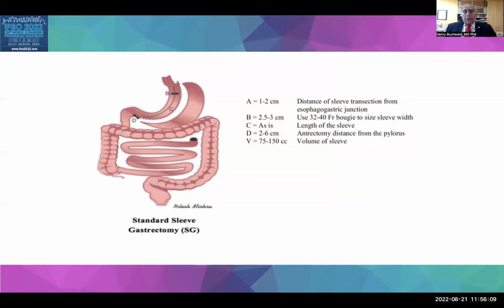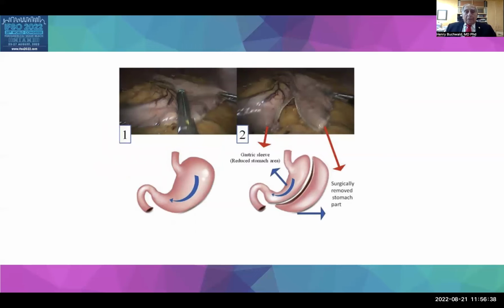Now, this shows, again, a sleeve gastrectomy, but in diagrammatic form. It shows, labeled by alphabet A, B, C, D, critical distances, like A, 1 to 2 centimeters of the distance of the sleeve transection from the esophageal gastric junction. And it ends up by giving a V, or a volume. So that's the other format. And this is the same thing in pictures. You show an actual picture from a laparoscopic video, and then you translate it down into a diagram.